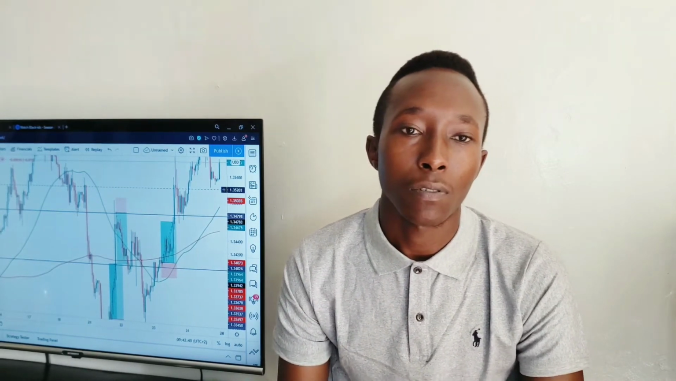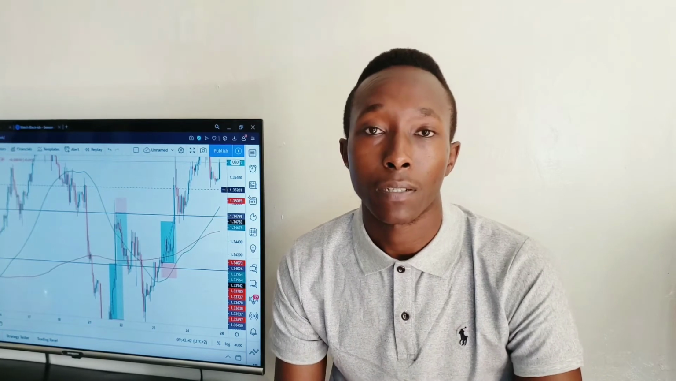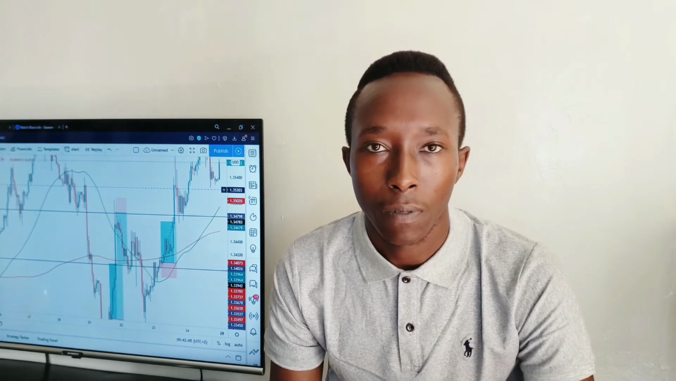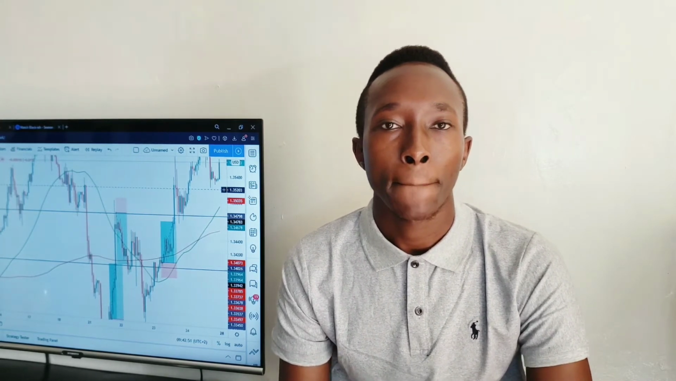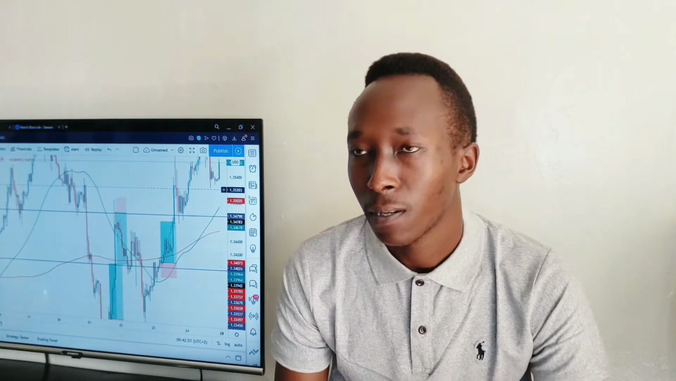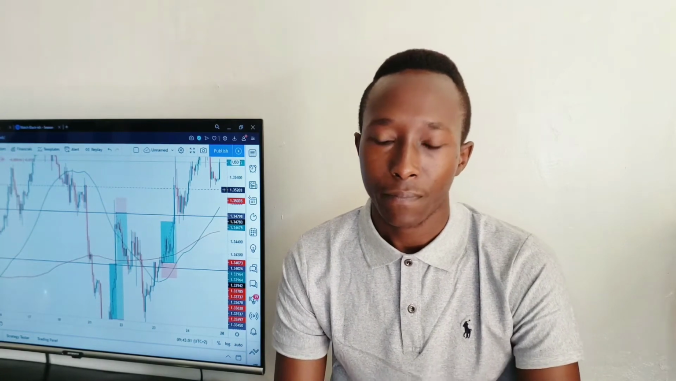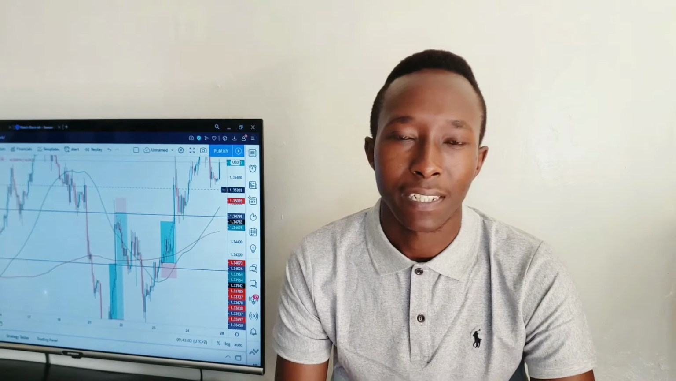So the main pairs consist of the currency pairs which are being traded the most in the world, and that includes currency pairs such as Euro USD, GBP USD, GBP JPY. Exotic pairs are pairs that are not traded as much, and these include currencies such as USD Kenya shilling, USD Turkish lira, and so on and so forth.